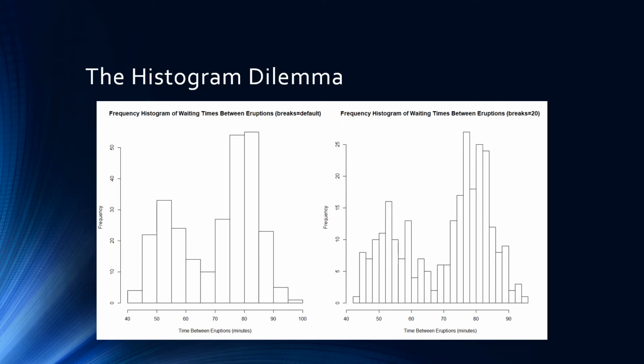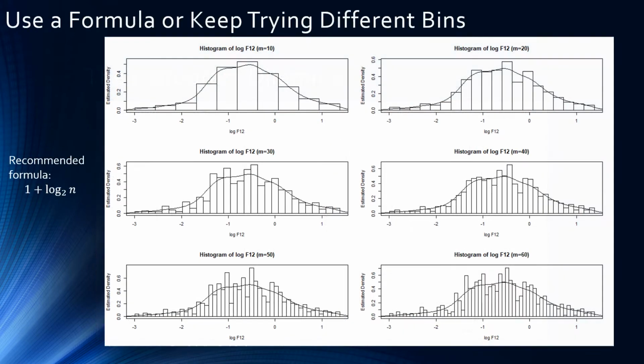So the problem with histograms themselves is that you don't really know what the perfect number of bins is. The histogram on the left is the default. On the right, there's a break set to 20. So what can we do? We can use a recommended formula that you see here, but given this data set, the formula will tell you to use 10 bins. And looking at 10 bins, you see this right here.